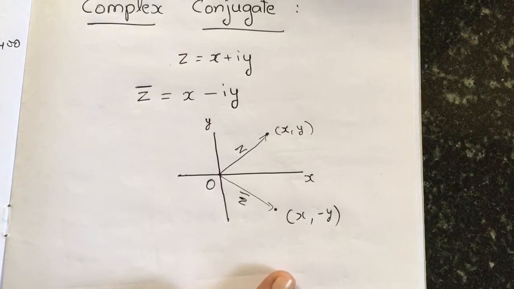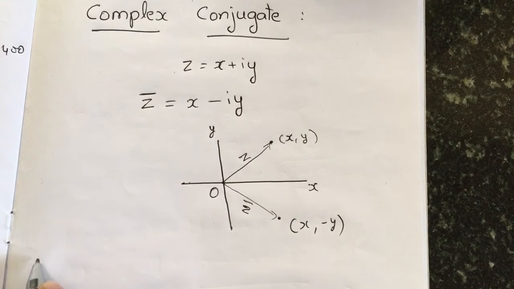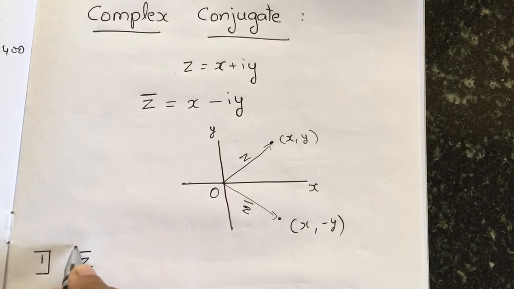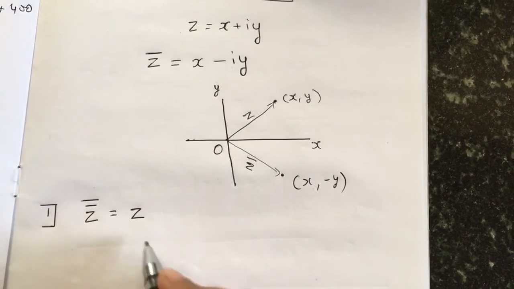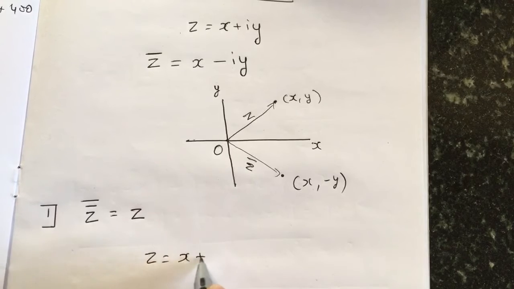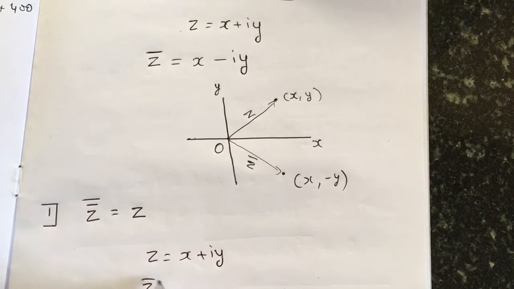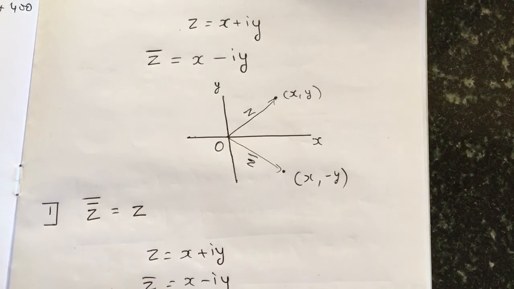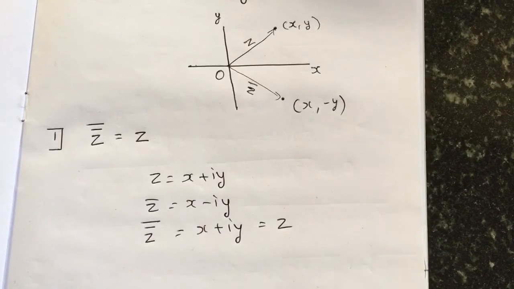We can observe a few things, so let me list them out. First one: z bar is there. If you take its conjugate again, then that is simply z. You can observe z is nothing but x plus iy, so z bar is x minus iy. If I take a conjugate one more time, then that becomes x plus iy, which is nothing but z.